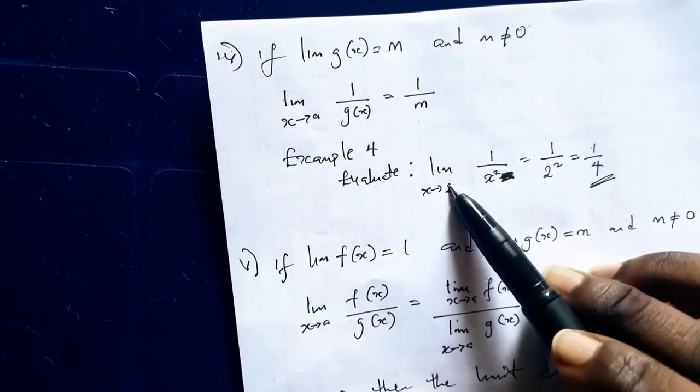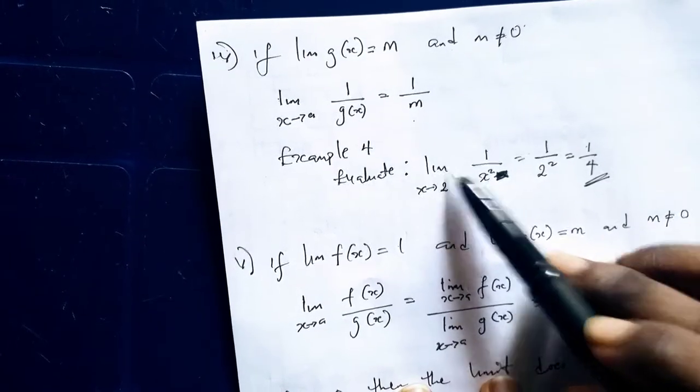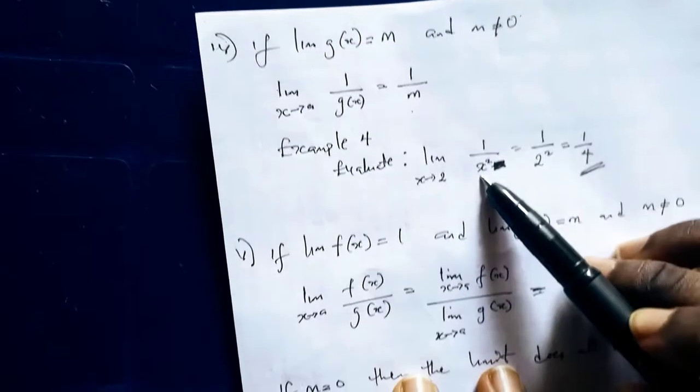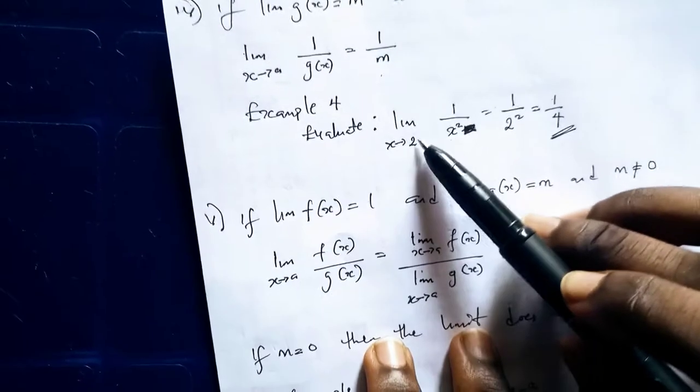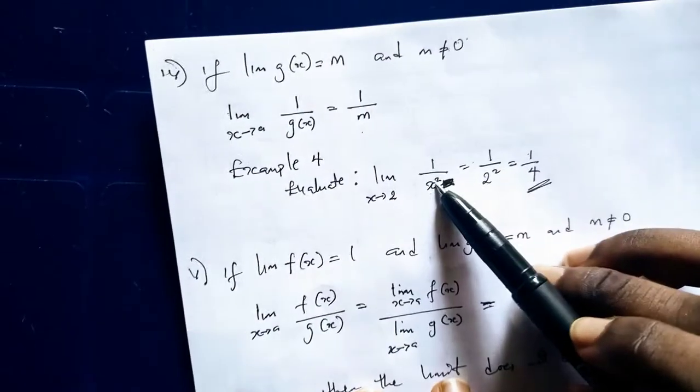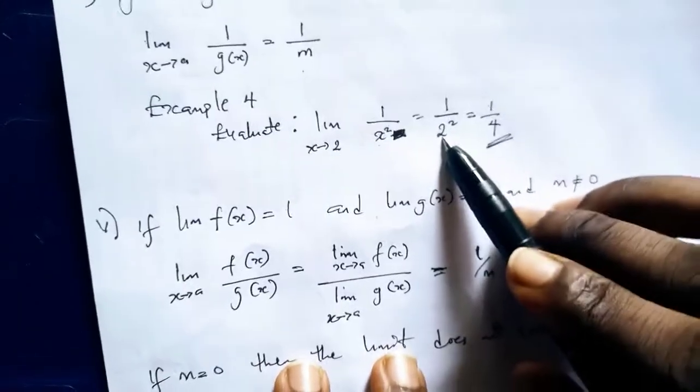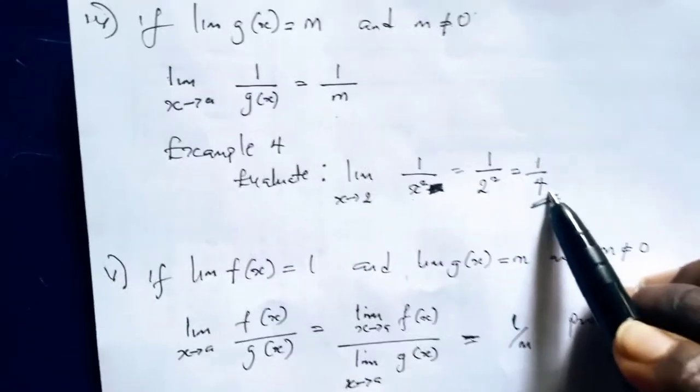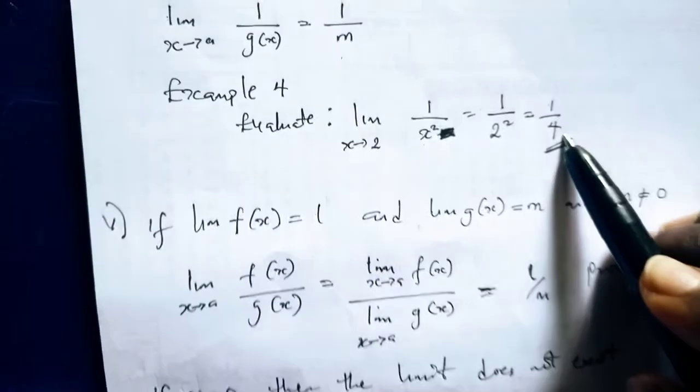Now, this is an example to show it. We have the limit of 1 over x squared as x approaches 2. Now we say 2 raised to power 2, that is 2 squared, will give us 4. Our answer is 1 over 4.